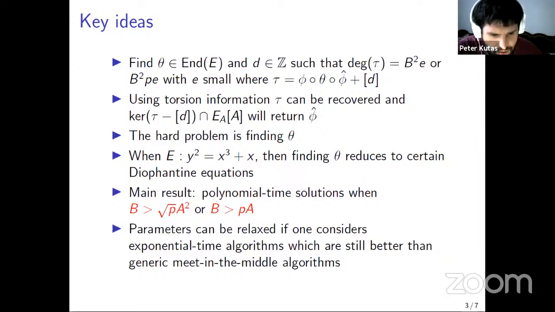Our main result is a polynomial time algorithm for the case where either B is bigger than square root of P times A squared, or B is bigger than P times A. Of course, these are polynomial time solutions, but one can also look at exponential time algorithms, which are still better than generic meet in the middle algorithms. And then parameters can actually be relaxed.